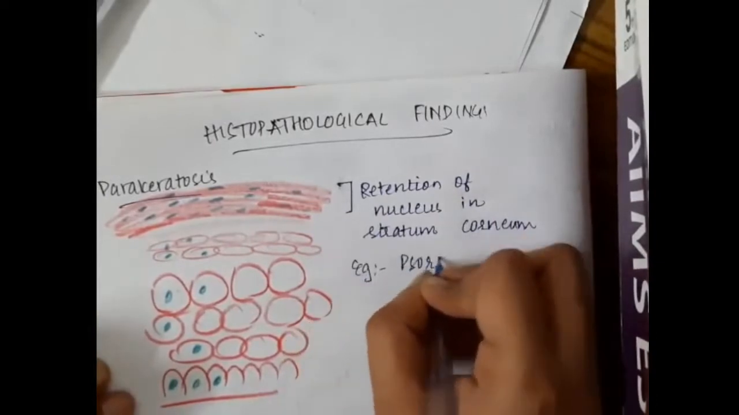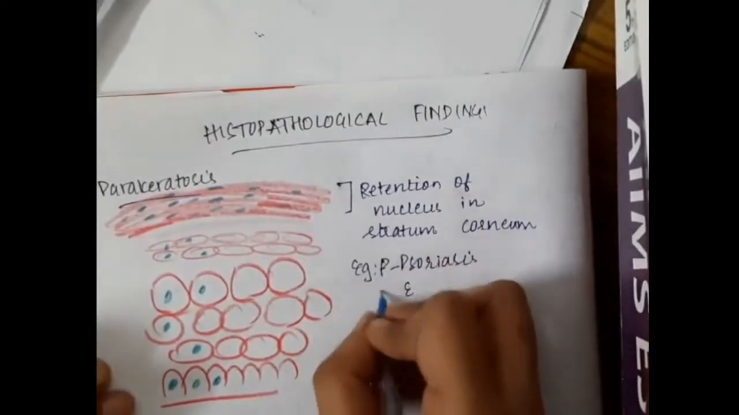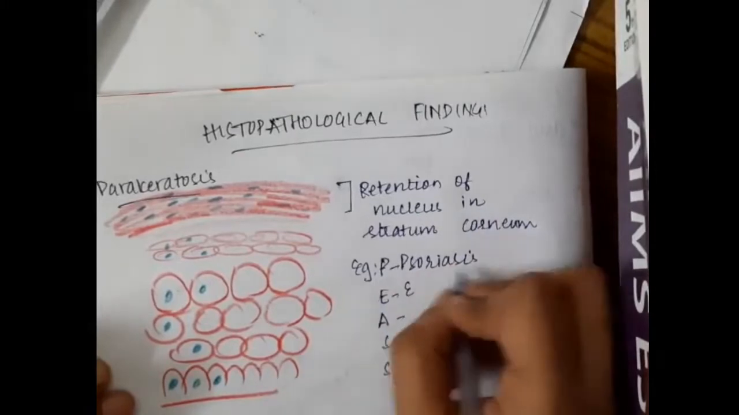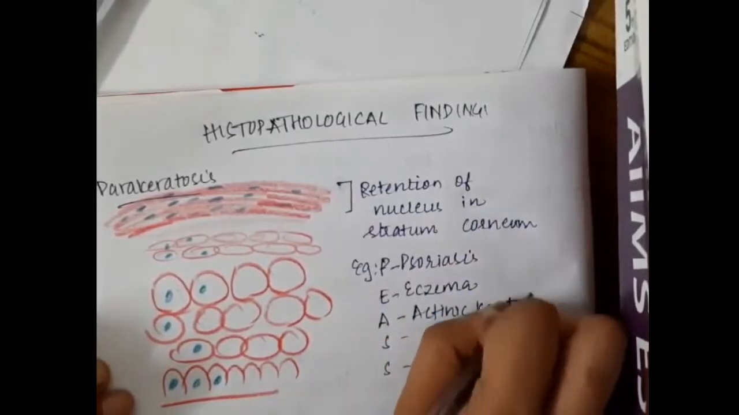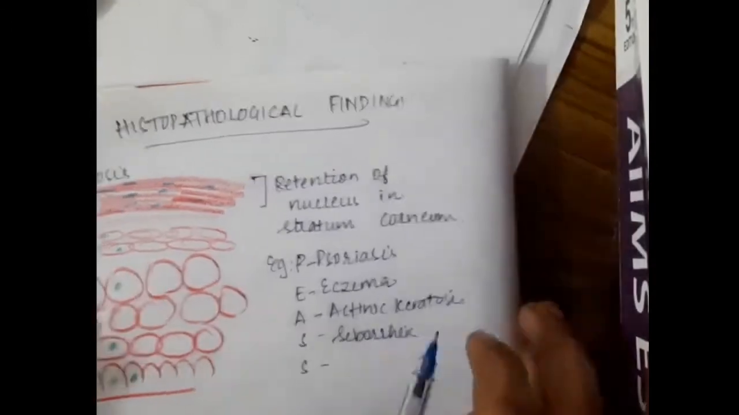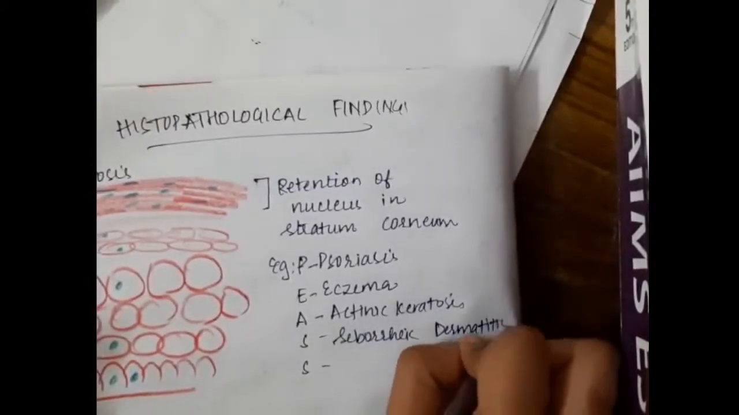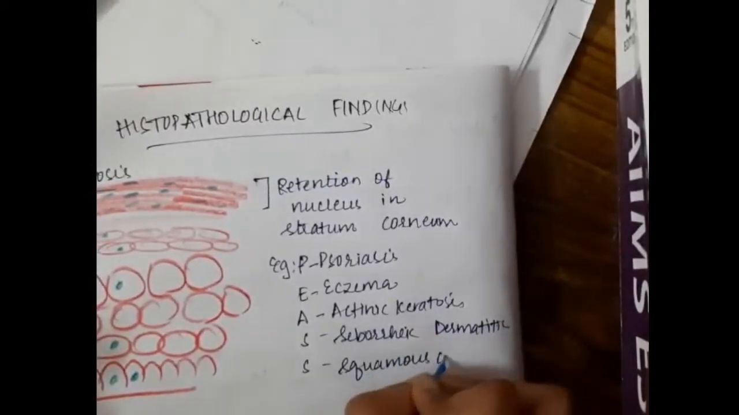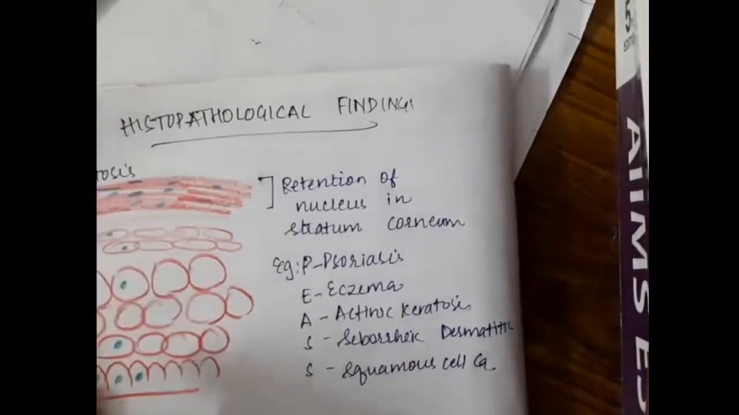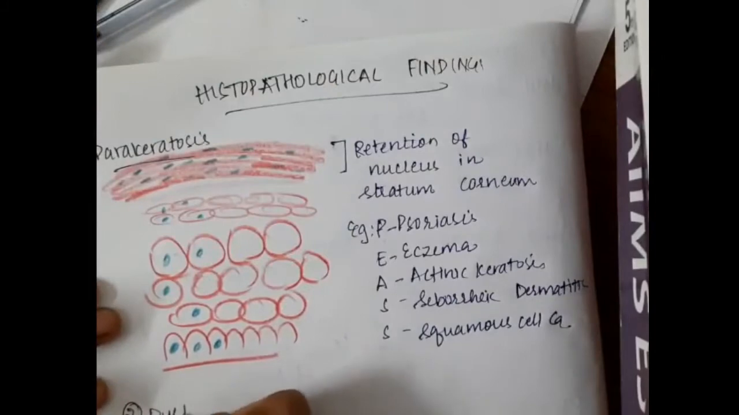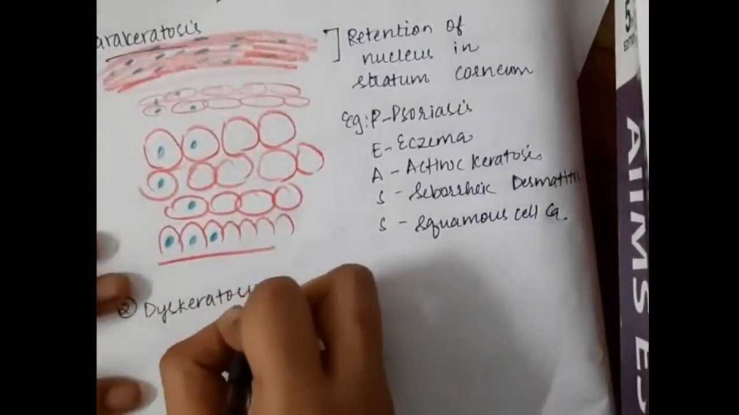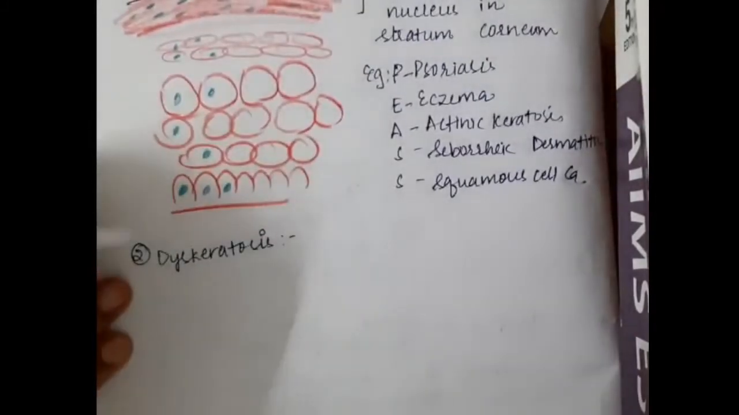Examples of parakeratosis include psoriasis, eczema, actinic keratosis, seborrheic dermatitis and squamous cell carcinoma.